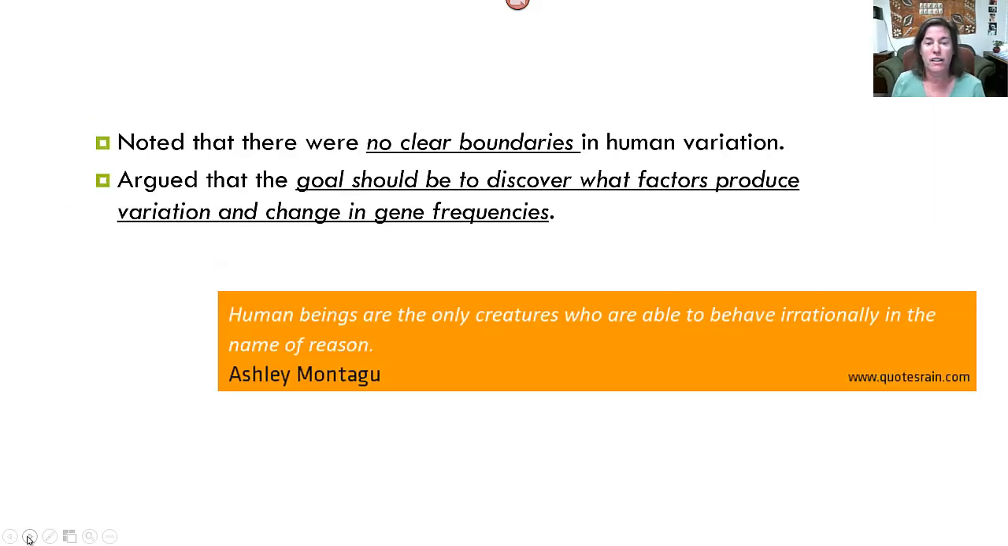Now, Montagu did not deny that there were differences between populations, but he noted that there were no clear boundaries in human variation. He argued that the goal should not be to classify, but to discover what factors produce and change gene frequencies. Human beings, he wrote, are the only creatures who are able to behave irrationally in the name of reason.